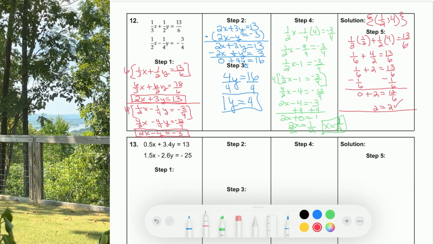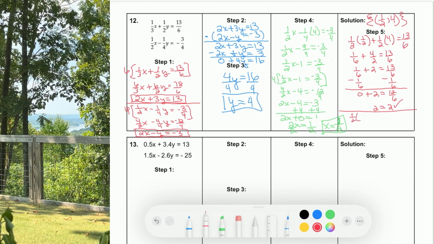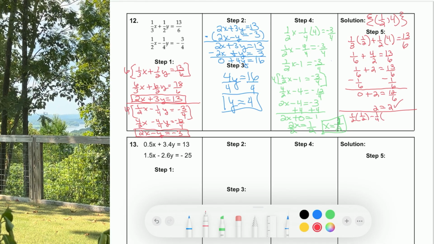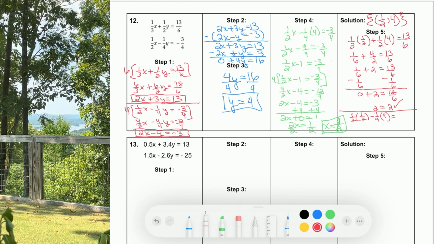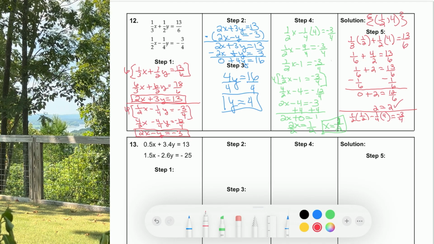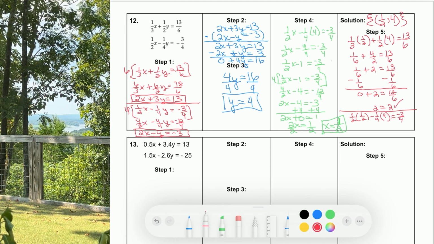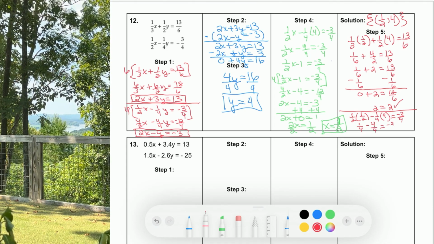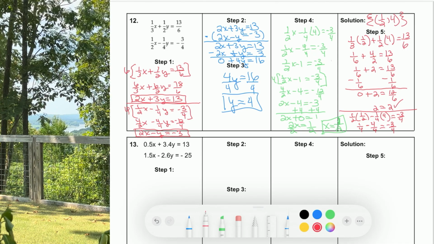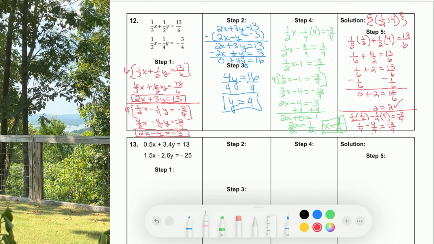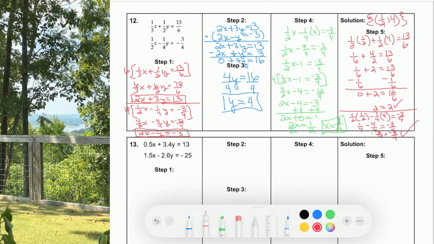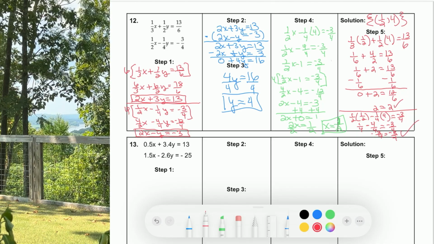Now let's check this other one. 1/2 times 1/2 minus 1/4 times 4 equals negative 3/4. So 1/2 times 1/2 becomes 1/4. Then we get a minus 4/4, which reduces to, or when we do the subtraction, becomes negative 3/4 equals negative 3/4. And we have verified that we have the correct values.